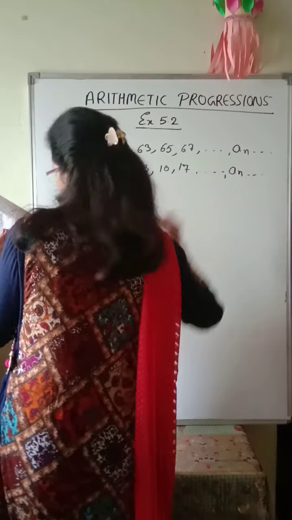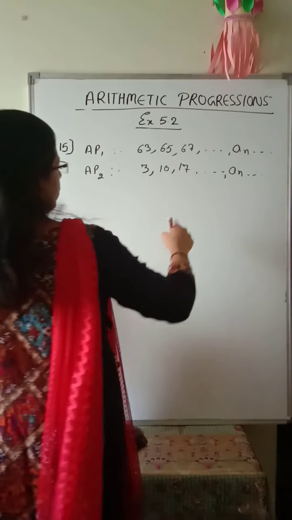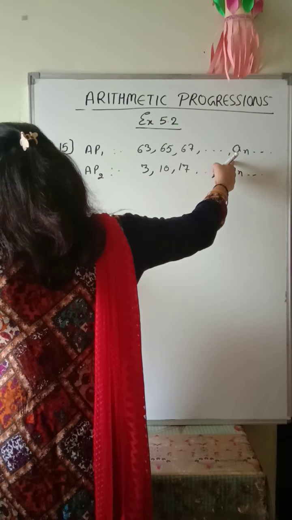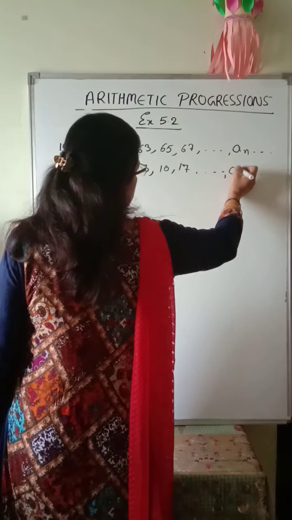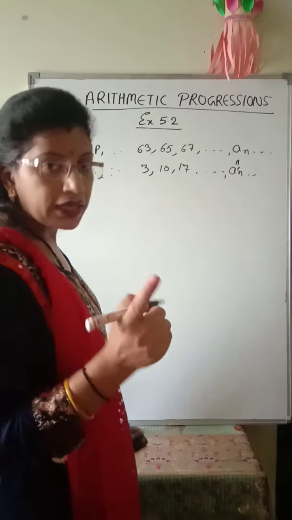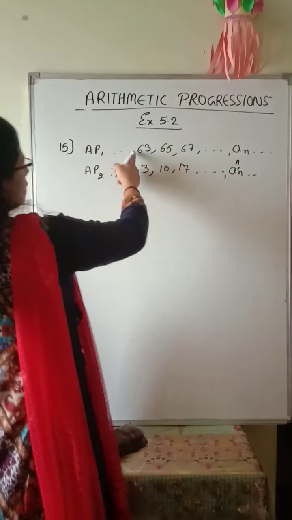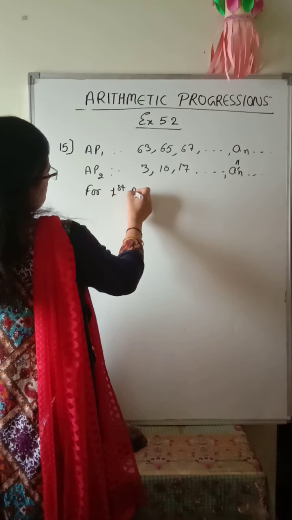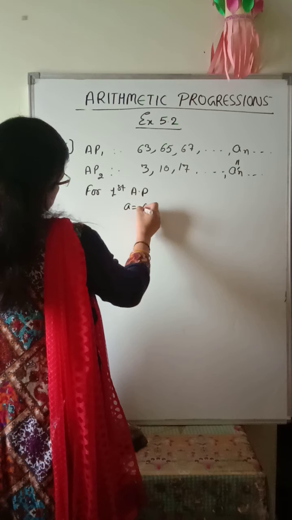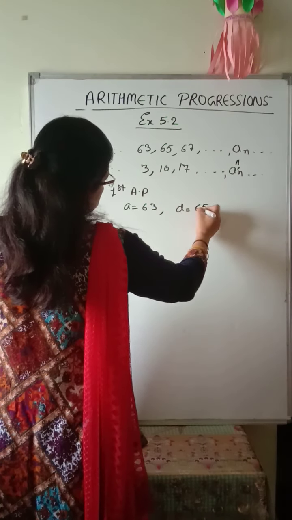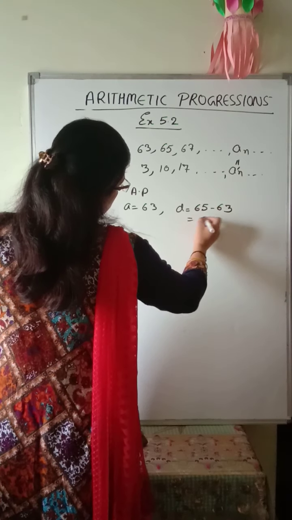Okay, for what value of n? For what value of n are the nth terms of the two APs equal? This means their nth terms are equal, so we call it a dash n. Okay, so we have to find the value of n. So first we will find the common difference for the first AP. Okay, for the first AP, what is a? 63. What is D? 65 minus 63, 2.